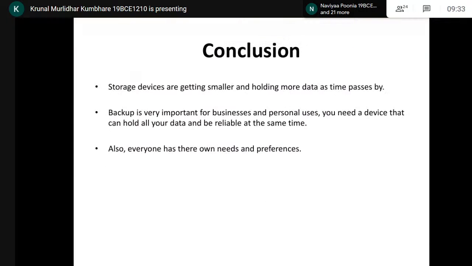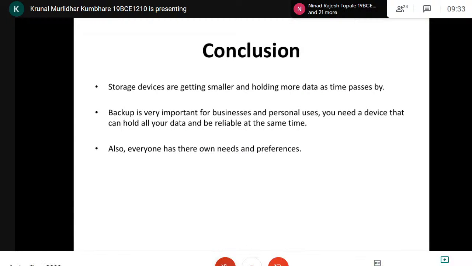So the conclusion is that storage devices are getting smaller and holding more data as time passes by. Backup is very important for business and personal uses. You need a device that can hold all your data and be reliable at the same time. Also, everyone has their own needs and preferences.